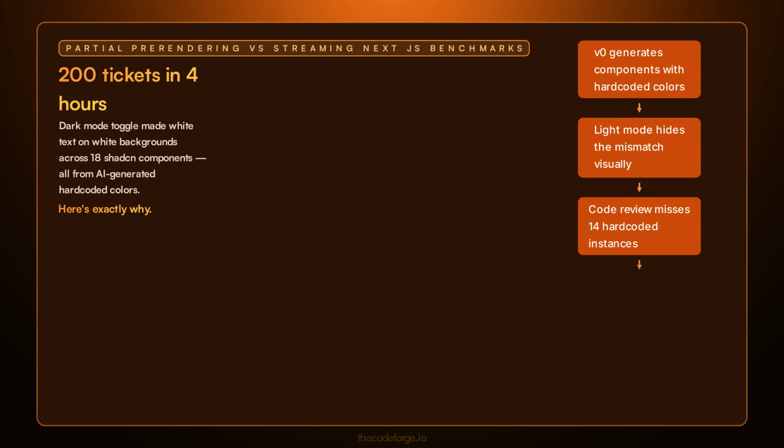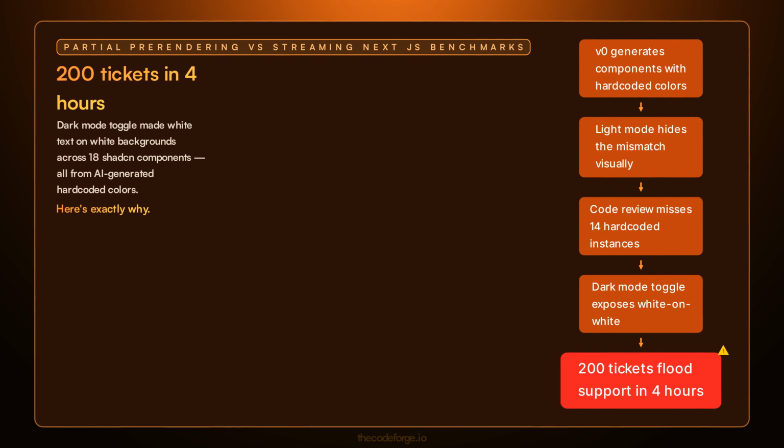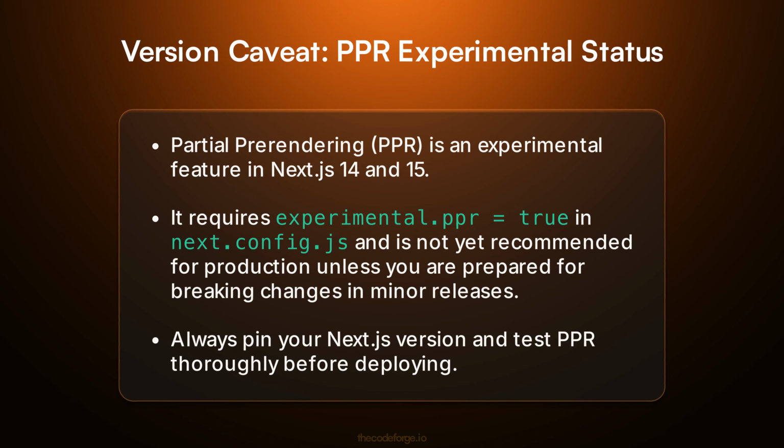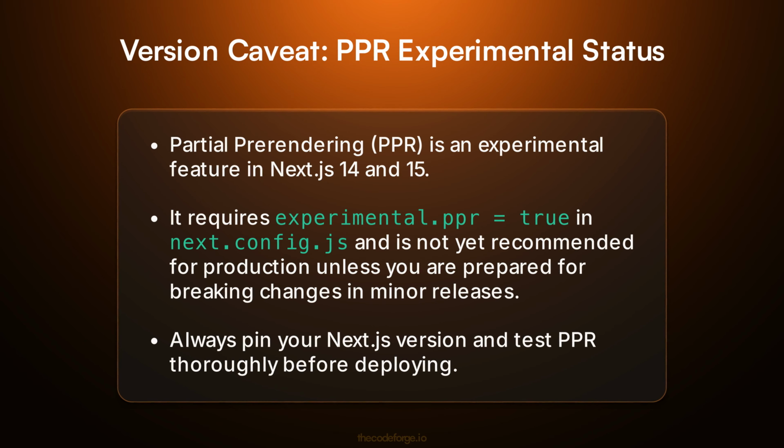200 tickets in 4 hours, dark mode just broke half your UI. The culprit: AI-generated components with hard-coded colors that looked fine in light mode. Partial pre-rendering, PPR, is an experimental feature in Next.js 14 and 15.